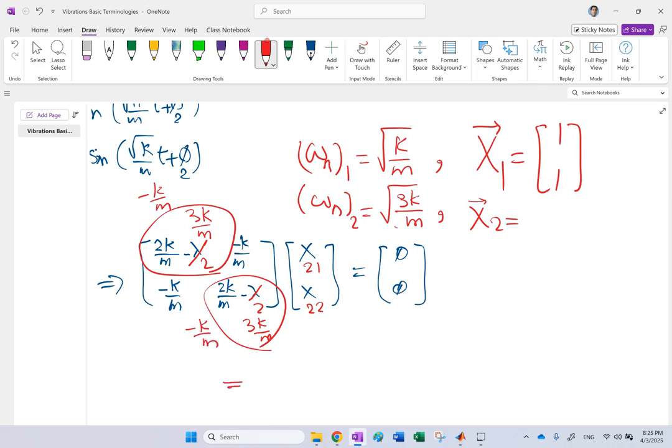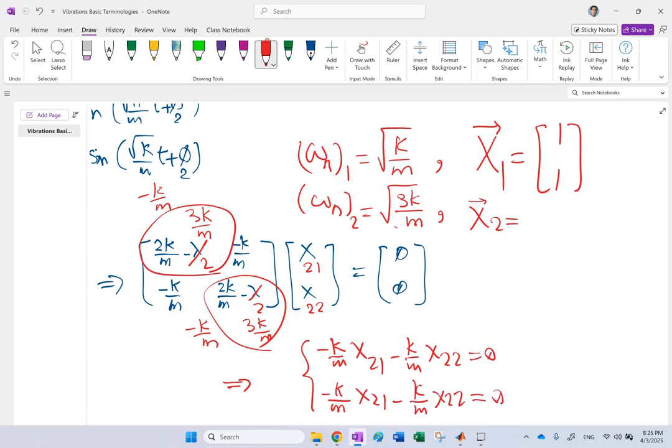And again, if I expand it, you'll see I get two equations, but again, the equations are the same. So it's negative k over m x21, negative k over m x22 is 0. And the second one is exactly copy-paste. So again, I can pick one of them, not two. Any of them that I pick, and I get rid of this k over m's, I see that x21 is negative x22. That's what I find.